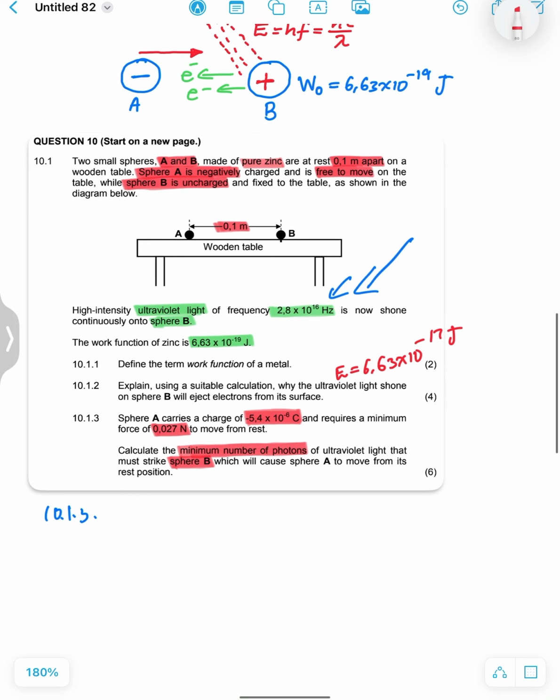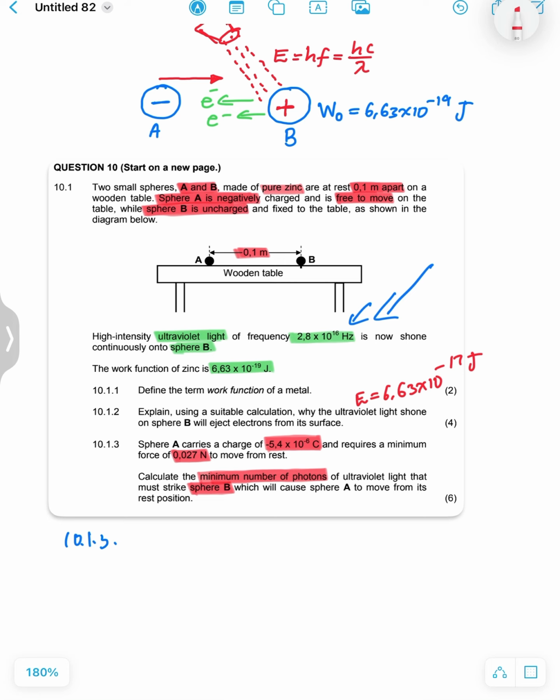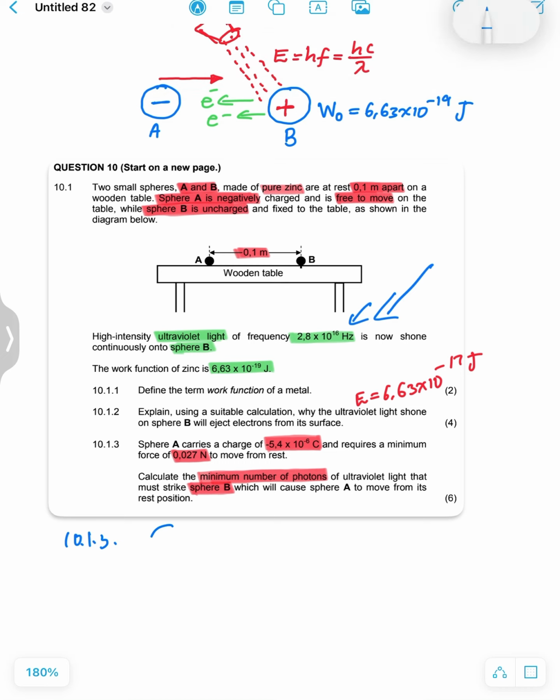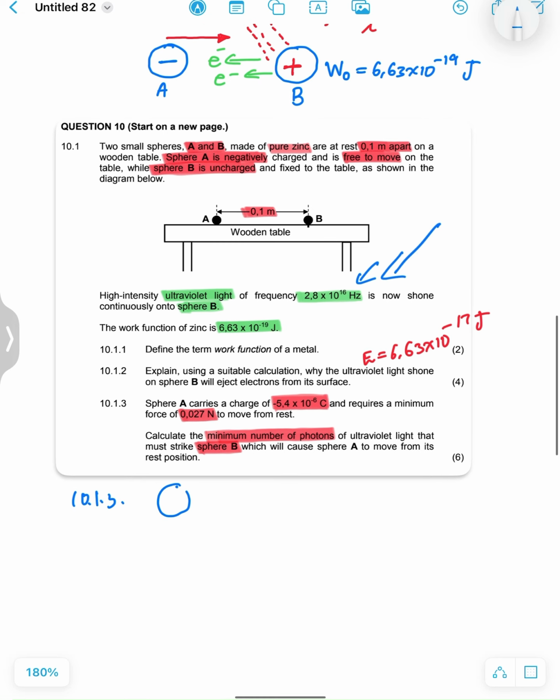So what you're going to do here is, because we have the charge of sphere A, which is negative 5.4 times 10 to the power of 6, and then sphere B, which is positively charged, we don't know the charge here, but we can get that charge.